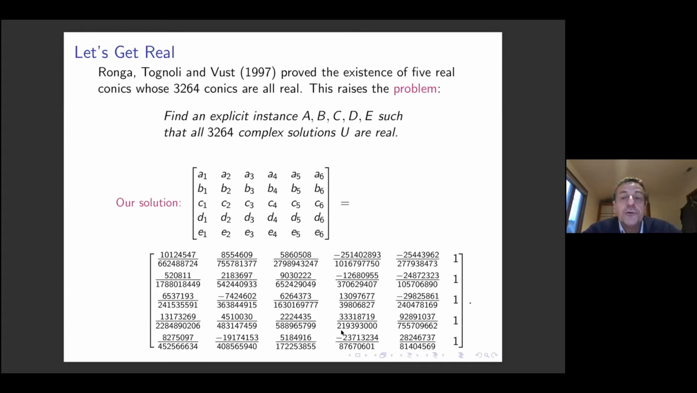We were able to give such an instance, and here's the instance. These are my five conics, and the rows are the coefficients. I make the constant term one in each case, and the other five coefficients are these reasonable rational numbers that you see on the screen. I claim that if you pick those five blue quadratic equations in X and Y, then all the red solutions will be real. And I'm going to tell you about the proof.